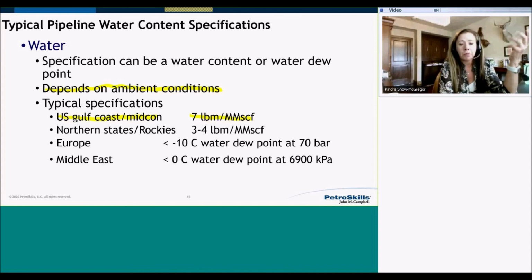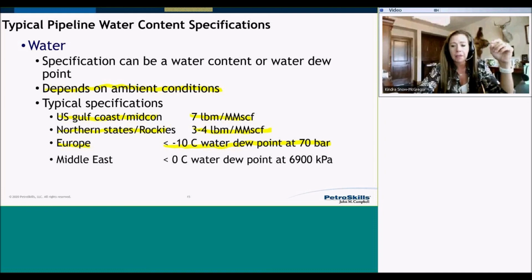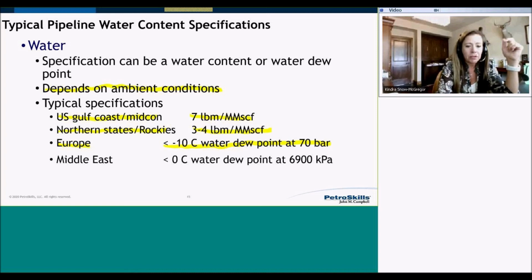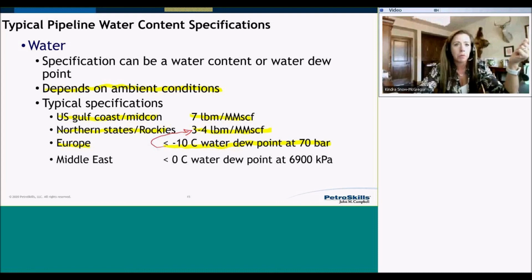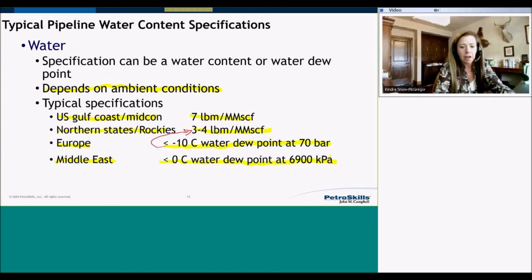Now, if I look at Europe, I see Europe's roughly minus 10 degrees C water dew point at 70 bar. And if you were to do the conversion, that's essentially the same water spec. That's the same concentration as 3 to 4 pounds per million. When I look at the Middle East, we know that we're very hot in the Middle East, so I don't need to get my gas really dry because it'll never get that cold. And so my Middle East water content is less than 0 C at roughly 69 kPa, and that's roughly equivalent to 7 pounds per million.